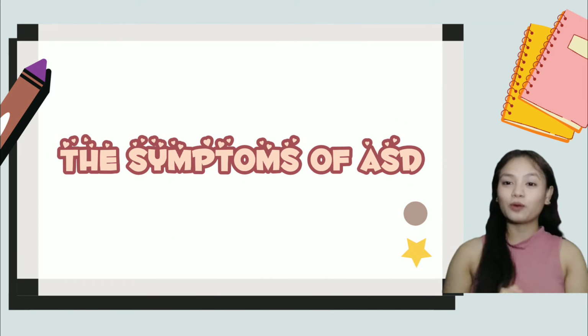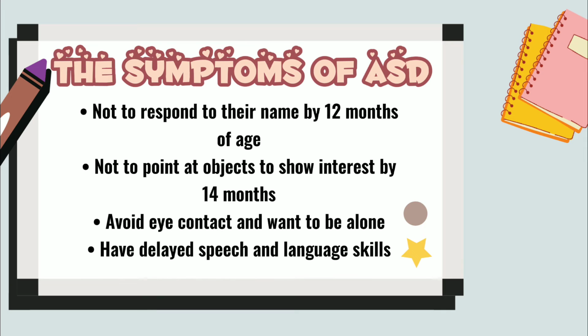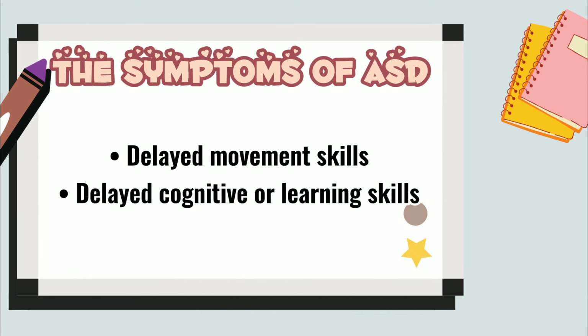These are the symptoms of ASD. The first symptoms of autism spectrum disorder are not responding to their name by 12 months of age, not pointing at objects to show interest by 14 months, avoiding eye contact and wanting to be alone, having delayed speech and language skills, delayed movement skills, and the last, delayed cognitive or learning skills.